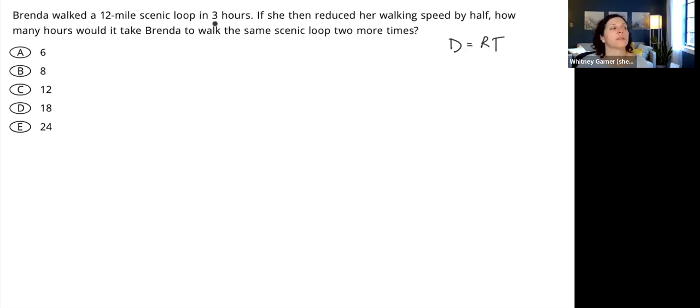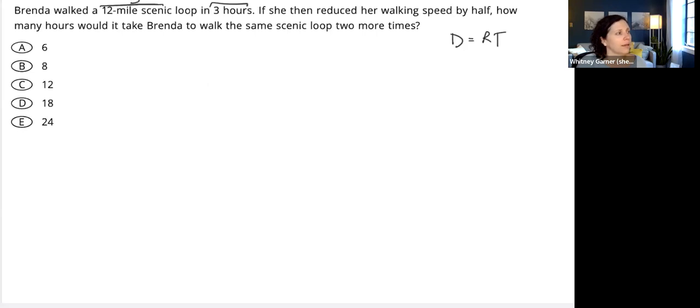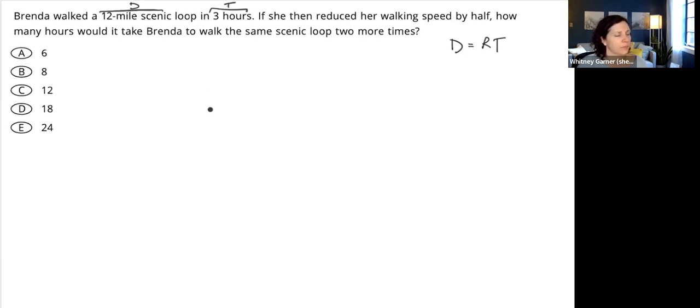So we have the first formula that tells us that she's able to walk a 12-mile scenic loop in 3 hours. So this is a distance, and this is a time. We're going to plug it in to the formula. So 12 miles equals some rate times 3 hours. So our rate is 12 over 3 miles per hour, or 4 miles per hour.